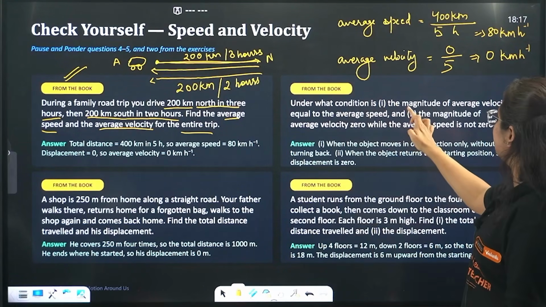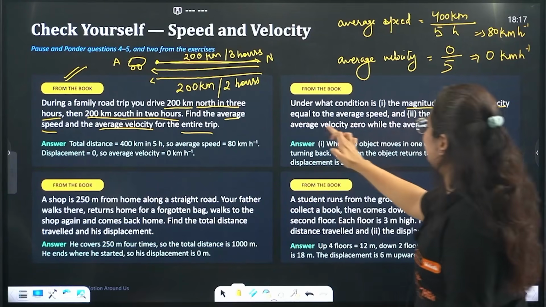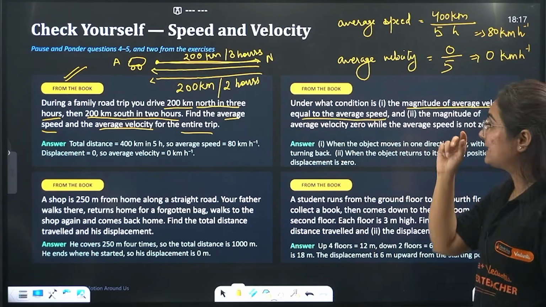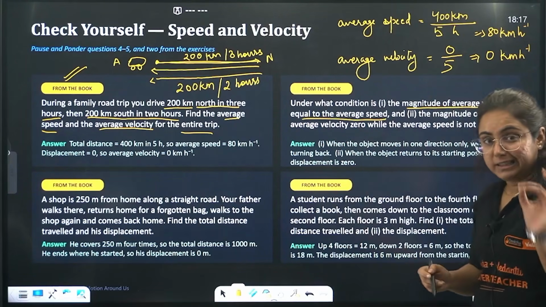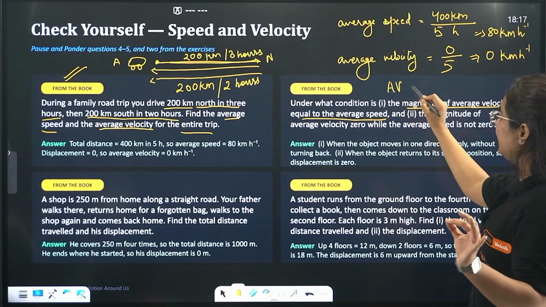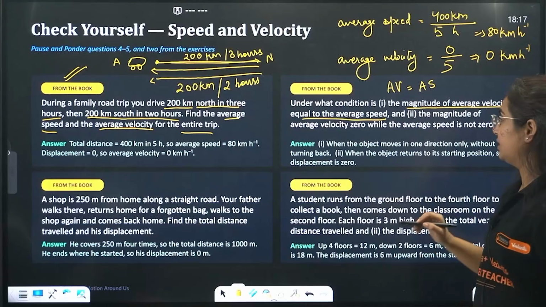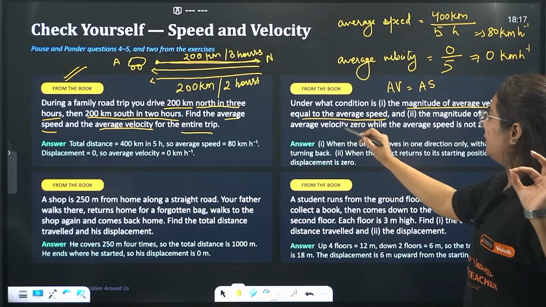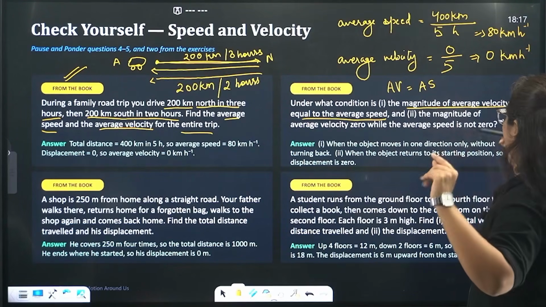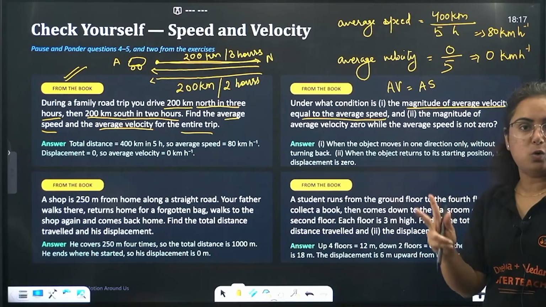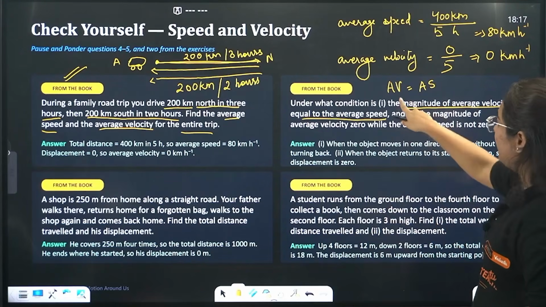Under what condition is the magnitude of average velocity equal to average speed? What condition will make your average velocity equal to average speed? There is only one condition. The magnitude of average velocity is 0 while the average speed is not 0. Okay, they have asked you two questions. First we will write about the first one.